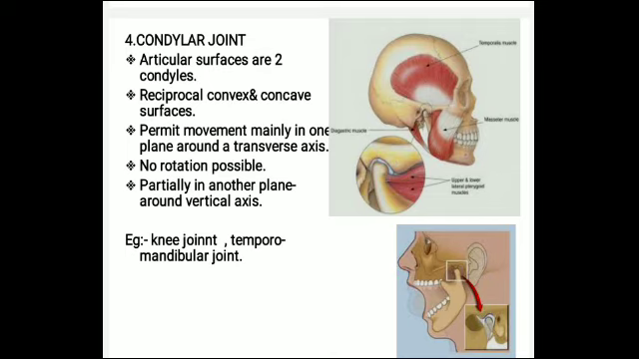Next variety of synovial joint is the condylar joint. Here both bony portions are two condyles. One will be convex and another will be concave. So the convex bony projection will fit into the concave depression of another bone. And remember, the movement possible here will be in a single plane around a transverse axis. The most important feature to remember here is that no rotation is possible. Examples of condylar joints are the temporomandibular joint or TMJ, and also in the lower limb we have the knee joint.